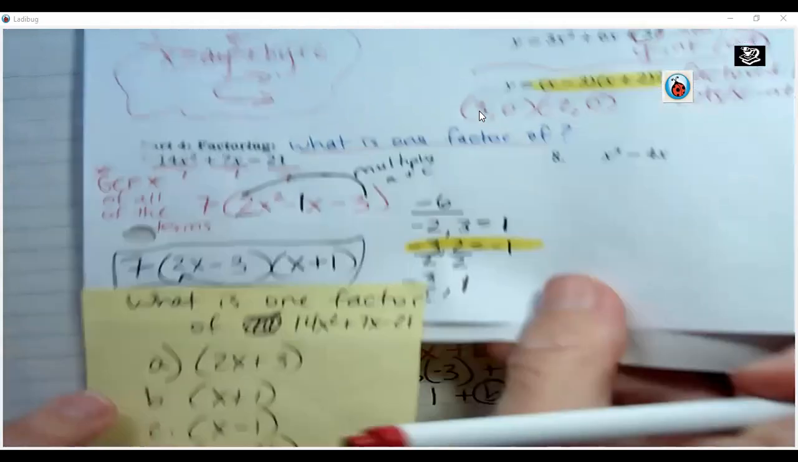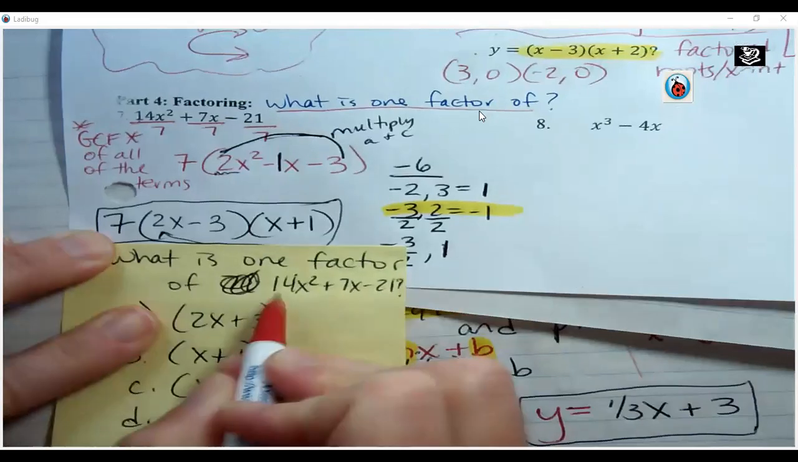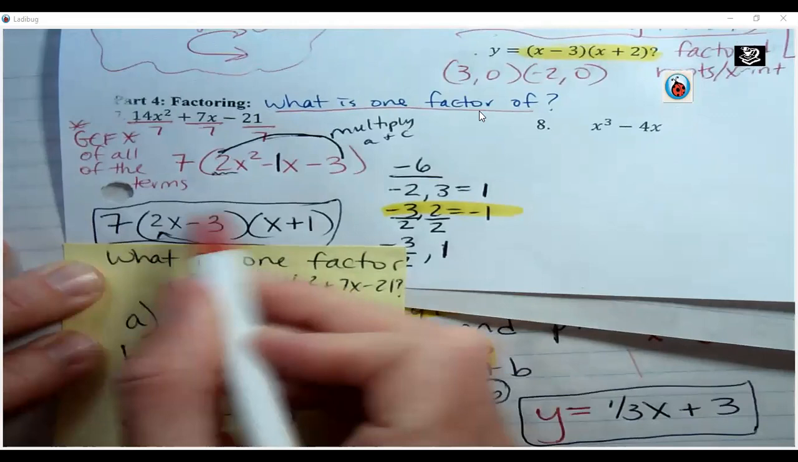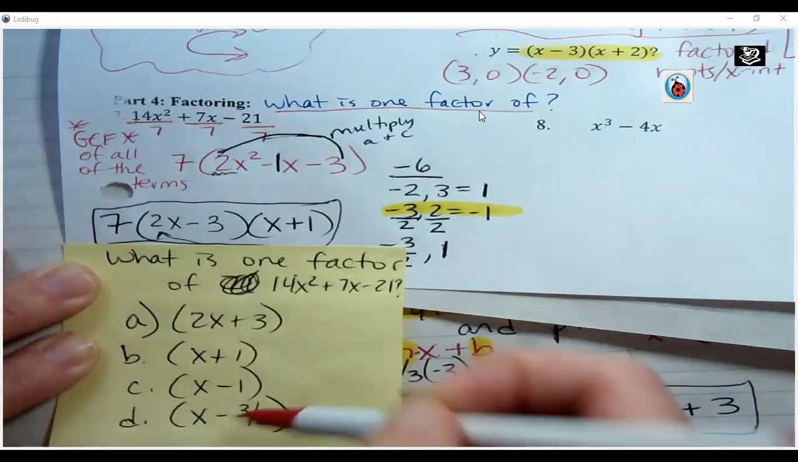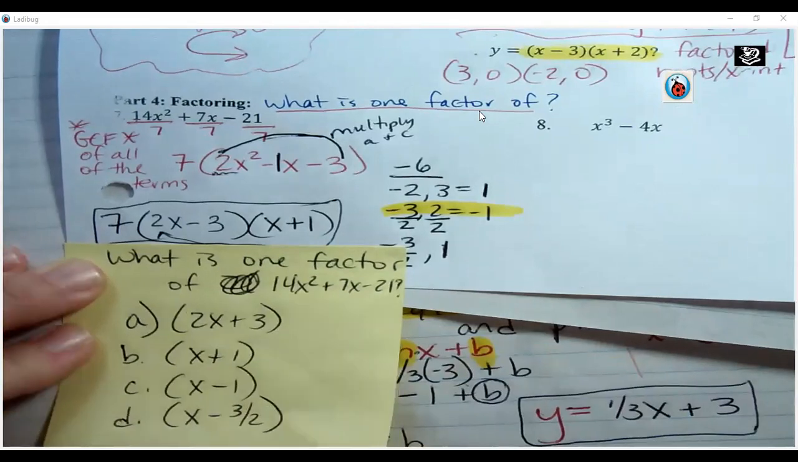Let me move this up. All right, so what is one factor of 14x squared plus 7x minus 21? We just did the work and got this answer. Which one of these is one factor of it? What do you think? B. Nope.